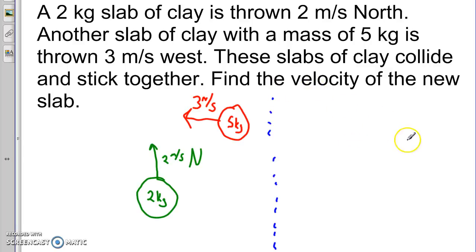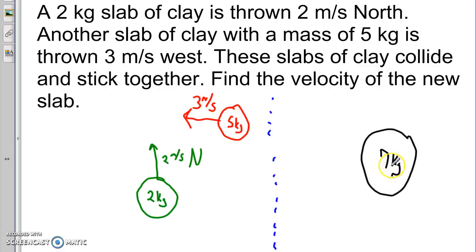So after they collide together, it's basically like one new object. Of course, you could imagine it's probably not going to be one whole spherical object, but it doesn't matter because we only care about the mass, not really the distribution of the mass. So this new object is going to have a mass of 7 kilograms, because it's just 5 plus 2, 7 kilograms afterwards. And we don't know which way it's going to go.